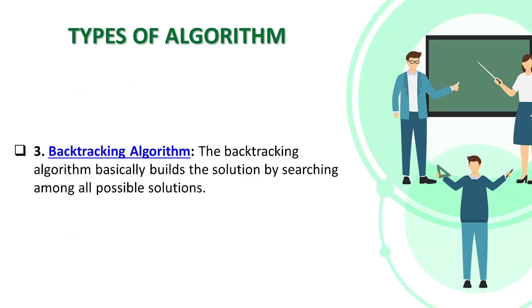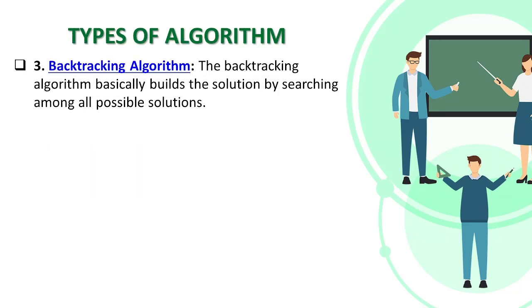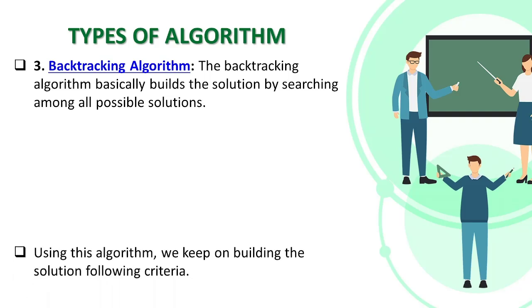The next type of algorithm is backtracking algorithms. The backtracking algorithm basically builds the solution by searching among all possible solutions. So which means that you take a particular option. If it works, okay, fine, that's the solution. If it doesn't work, it comes back to where it worked up to, and it proceeds. That is backtracking. So it keeps tracking the best possible path it will take.